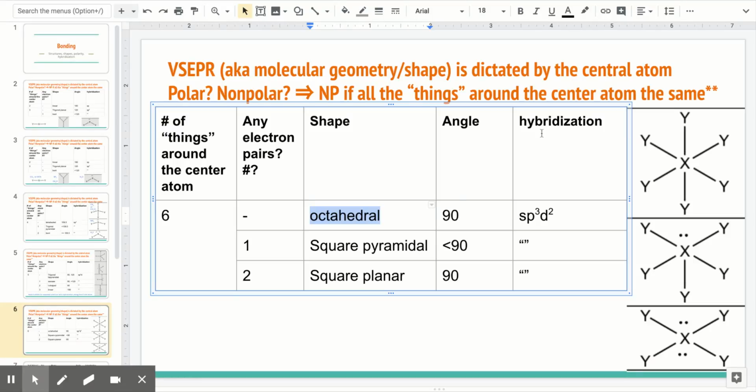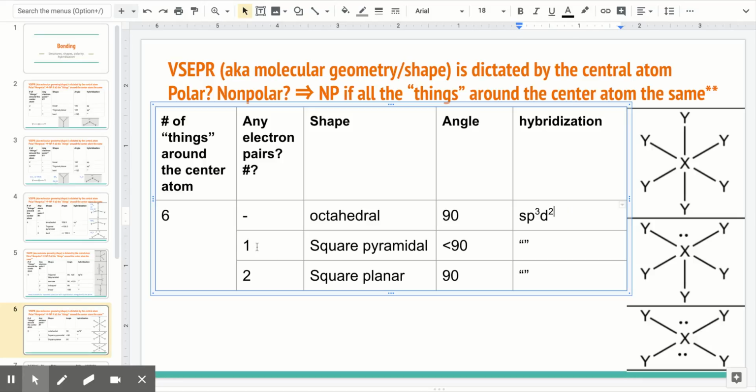And again, if we think about our hybridization, we need 6 things around the center. So I now need 6 orbitals. 1 s, 3 p's, that makes 4. So now my d's, I need 2 d's. So that makes 1, 2, 3, 4, 5, 6. So the hybridization for all of these with 6 things around is going to be the same. sp3d2. Okay.